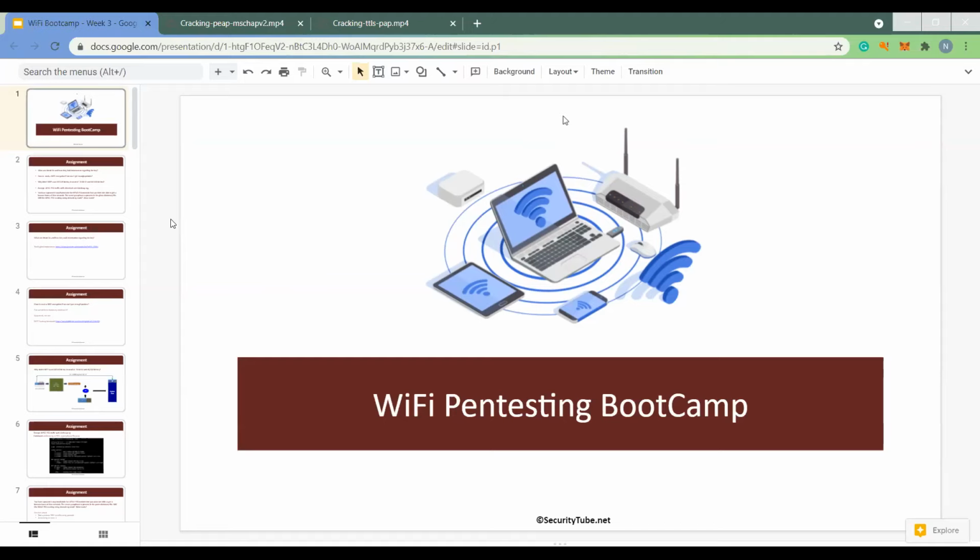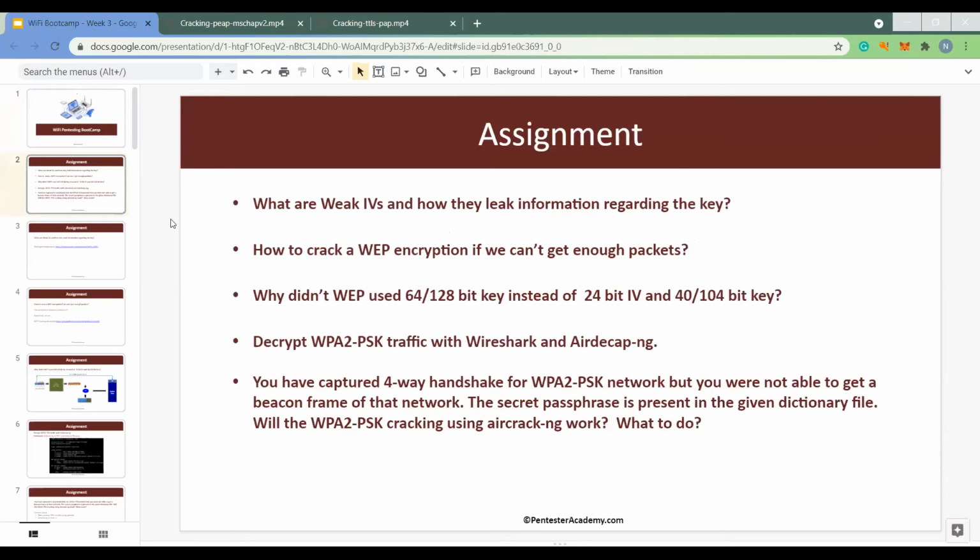Today we are going to focus on the enterprise side security. So we are going to talk about the EAP part, or the enterprise part. But before we do that, let's take a look at the assignment.